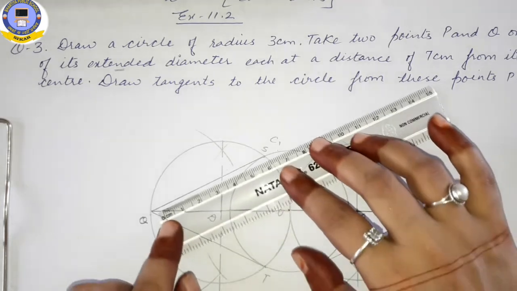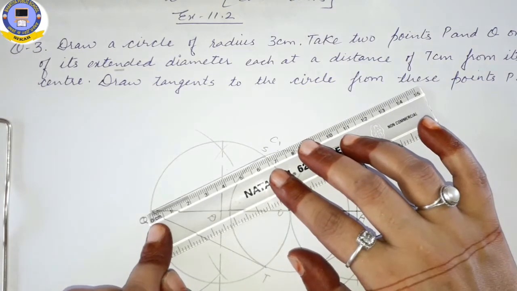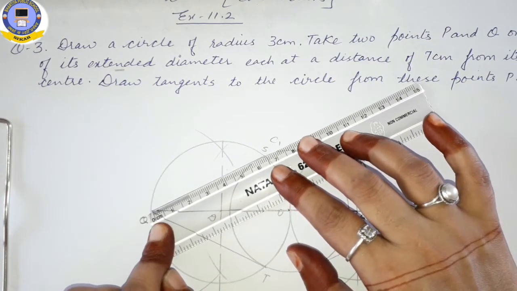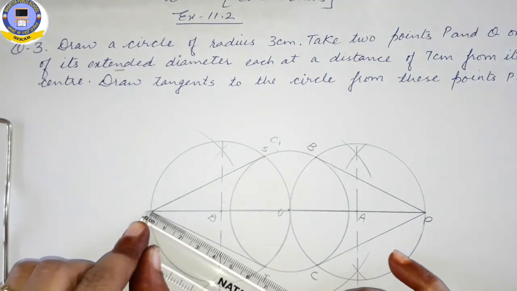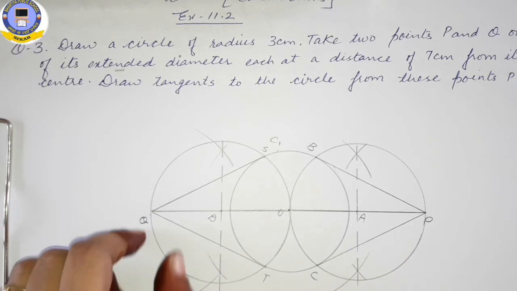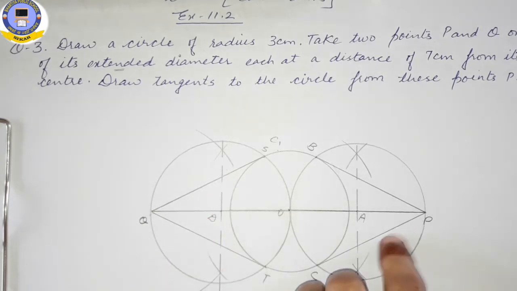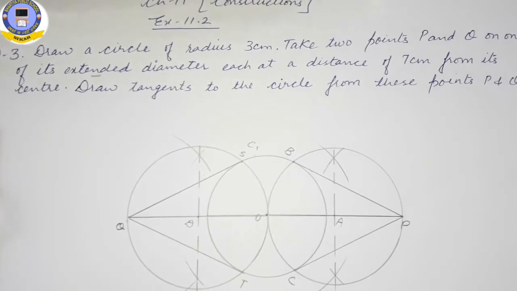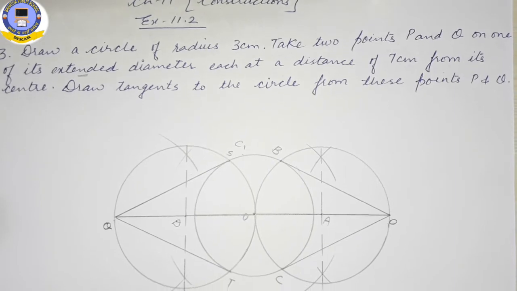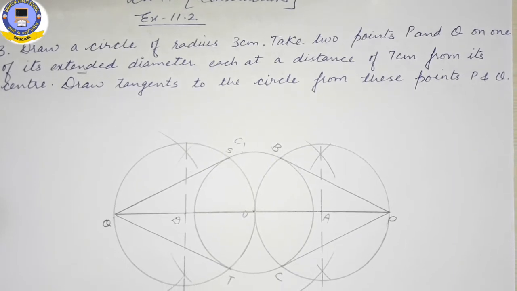Now come to this point QS. Length of QS is 6.4 centimeter and length of QT is also 6.4 centimeter. So in approximation, all the four tangents are equal in length. Understood? In this way we can construct question number 3rd. Okay, so do it yourself in your notebook.